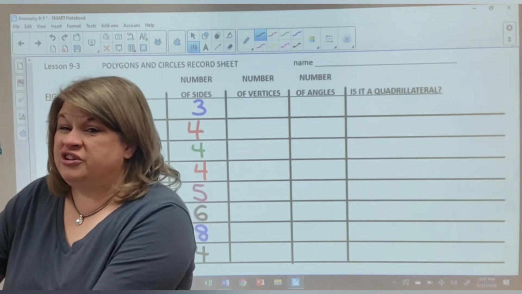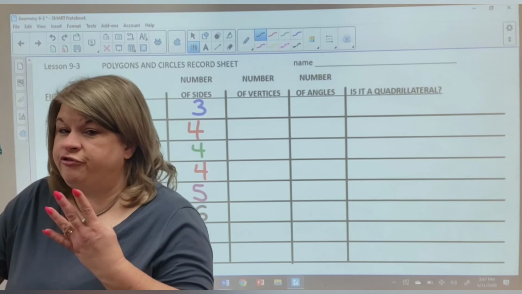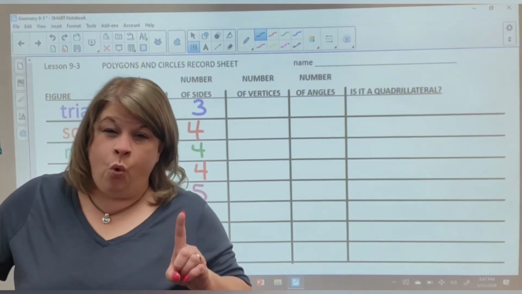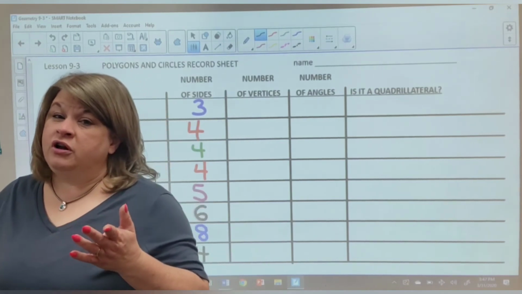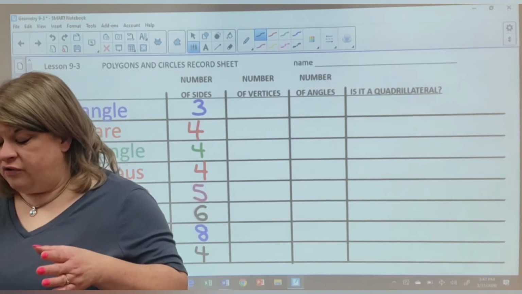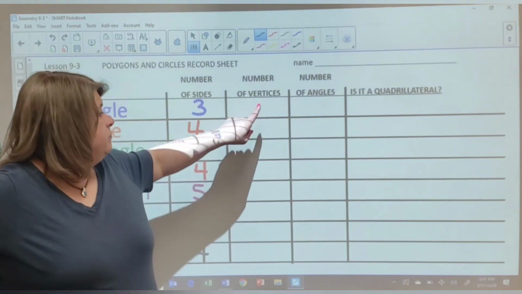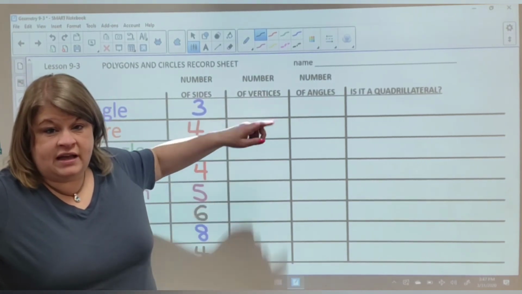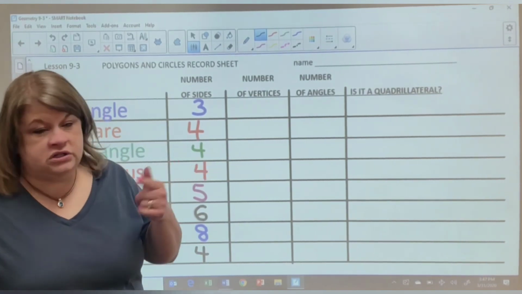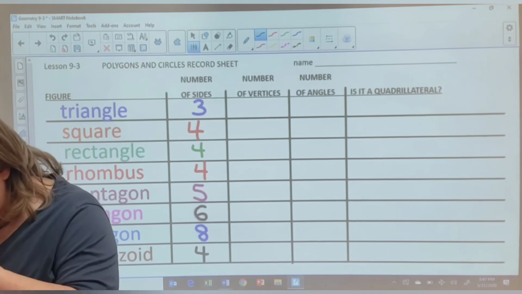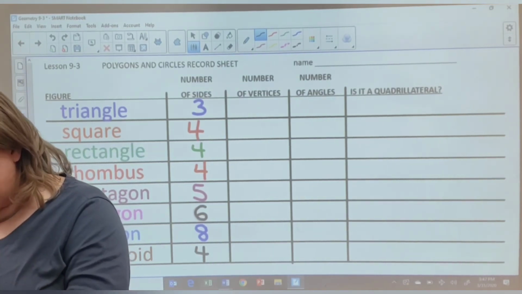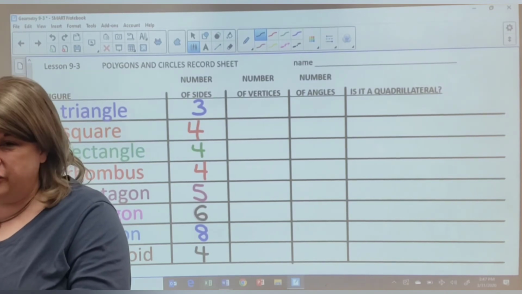This word vertex is a Rule 4 word when it comes to making it plural. Vertex is 1. If we make it plural, it doesn't follow the rules. Instead, they're called vertices. This is the plural of vertex. So what they want us to do is to count the corners. Look back at page 16. Do you see the circle there? Does that have any sides, any flat sides, any vertices?